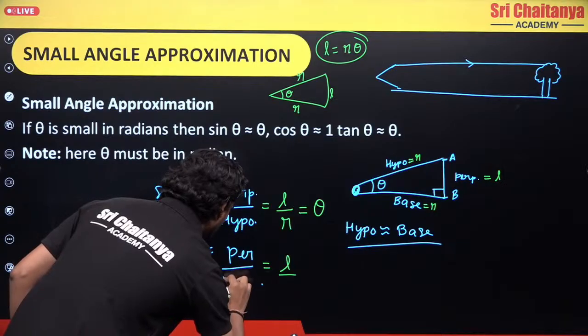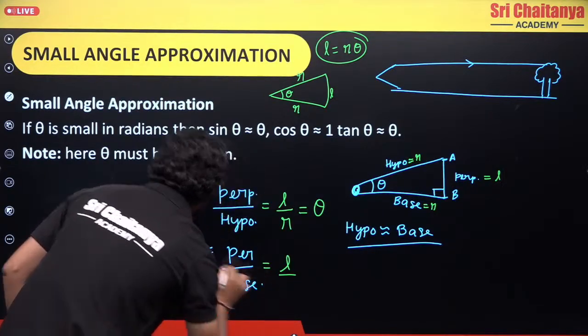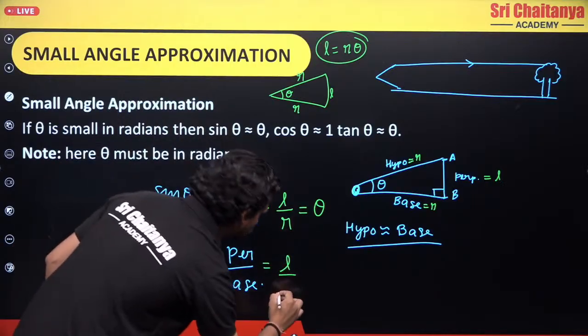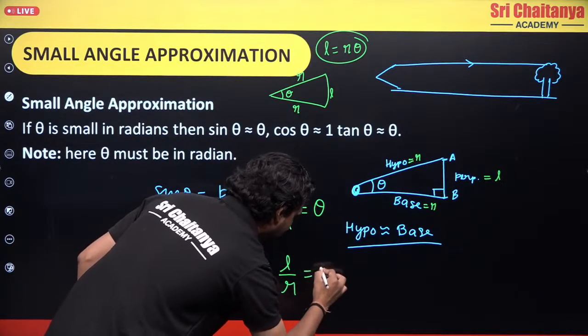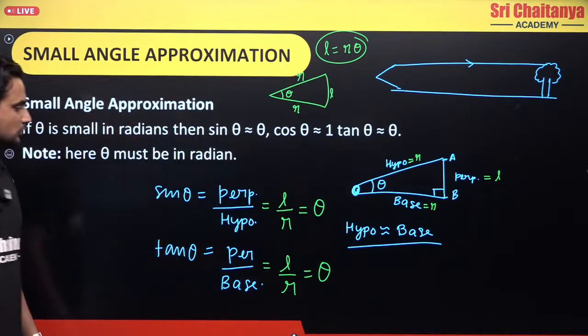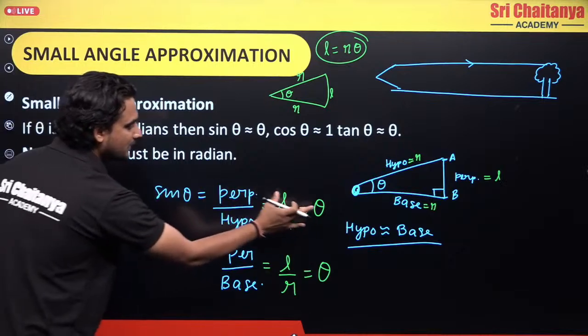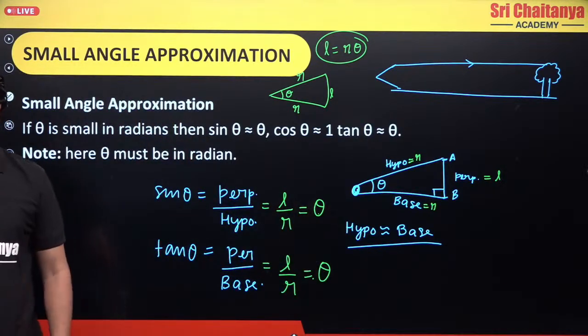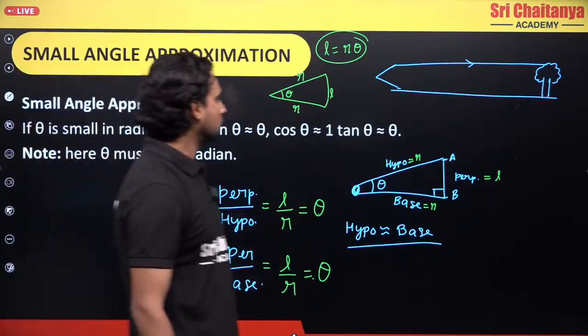This is perpendicular upon base. So what is base here? Base is also equal to R. And what is L by R? L by R is equal to theta. So through this we can say that sin theta is nearly equal to theta and tan theta is nearly equal to theta. Okay, now what is cos theta?